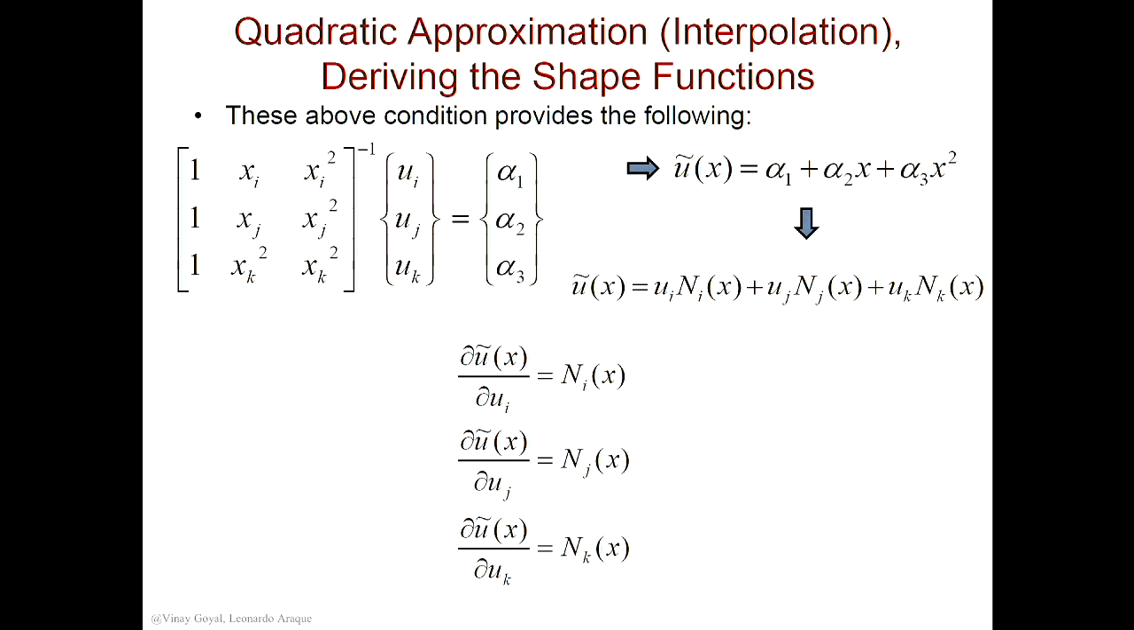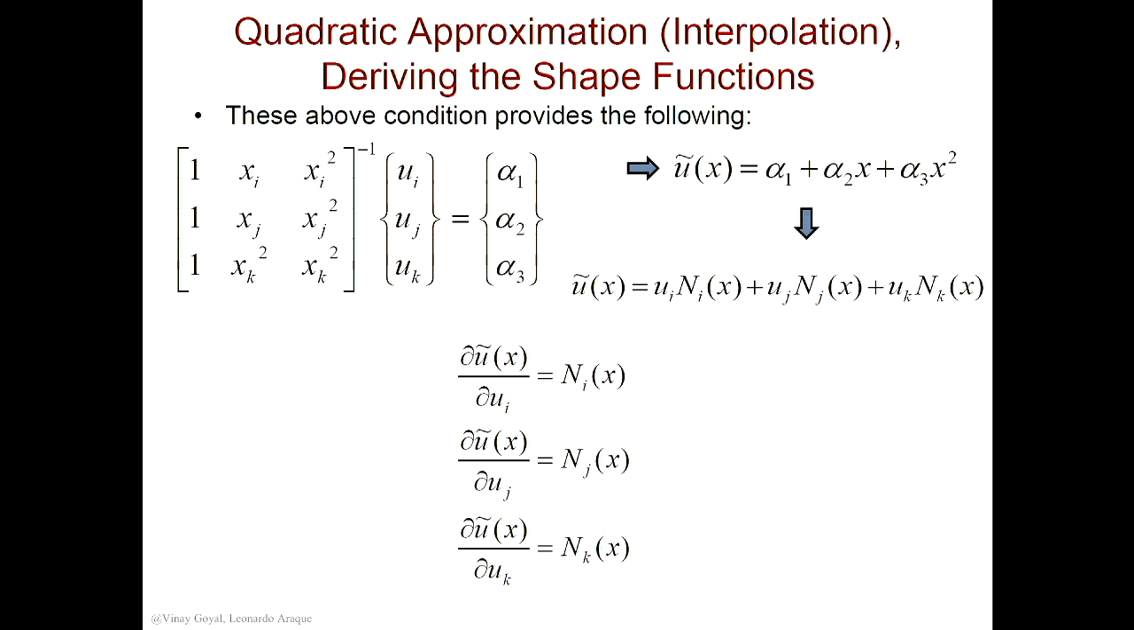I don't have to care about any of that. Take the derivative of u with respect to uj. There's no uj here, so that term goes away, and I get Nj. So I have a very quick way of getting these coefficients. And these are the basis functions, which we've described as the shape functions.